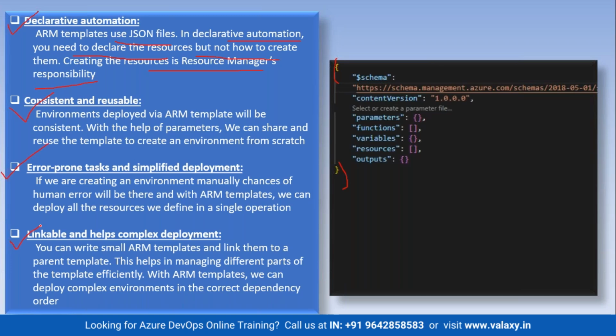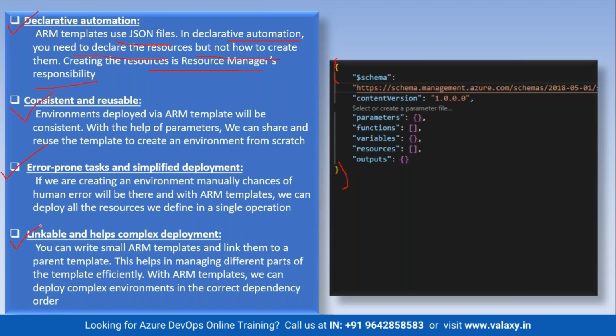Linkable and help complex deployment. Now, if you have some complex deployment wherein you have multiple resources, like suppose you're creating a VM, then a database, then a database server, then a storage account, then a CDN, then a virtual network. There are so many resources you're creating, correct? And if you put everything into one single template file, your template file will be very complicated, correct? We're talking about more than 500 lines of code right now. So that becomes very complicated.